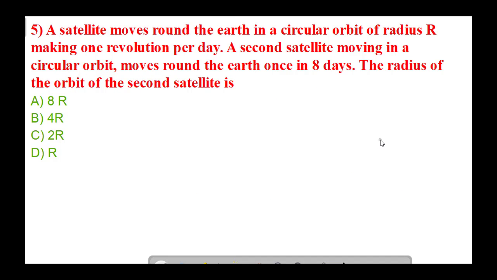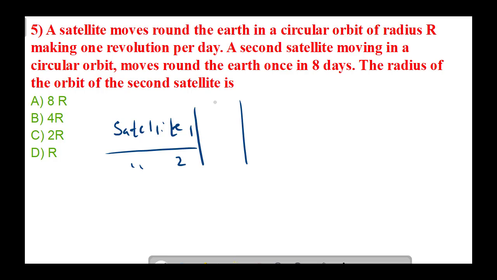Next is question number 5. A satellite moves around the Earth in a circular orbit of radius r, making 1 revolution per day. A second satellite moving in a circular orbit moves around the Earth once in 8 days. The radius of the orbit of the second satellite is. So we are given two satellites, let us take satellite 1 and satellite 2.